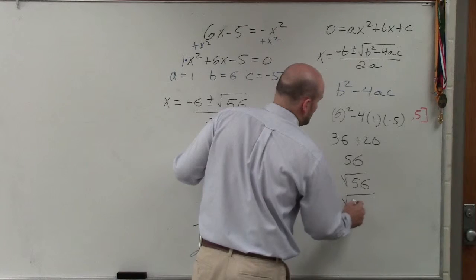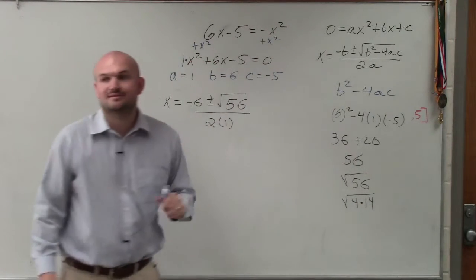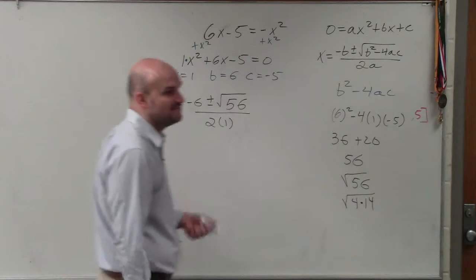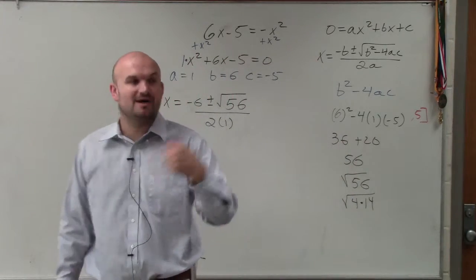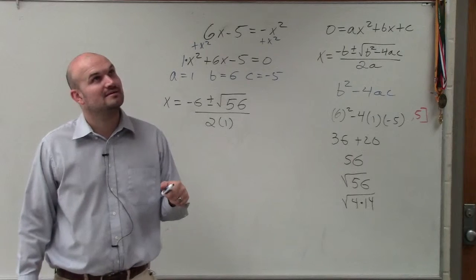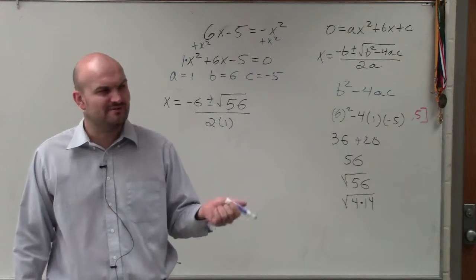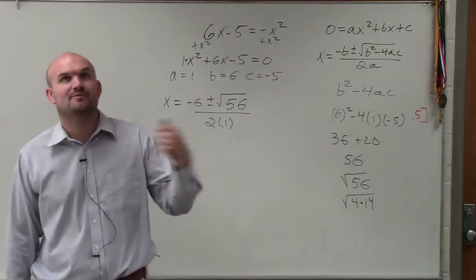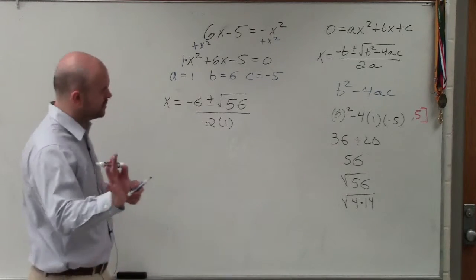And remember, square numbers are 4, 9, 16, 25, 36, 49, 64, 81, 100, 121, 144, 169, 196, 225. That's all the way up to 15 times 15, just so you know.